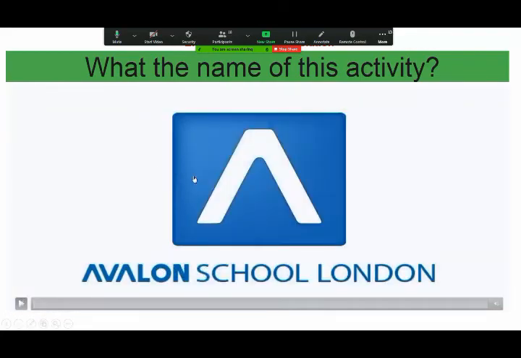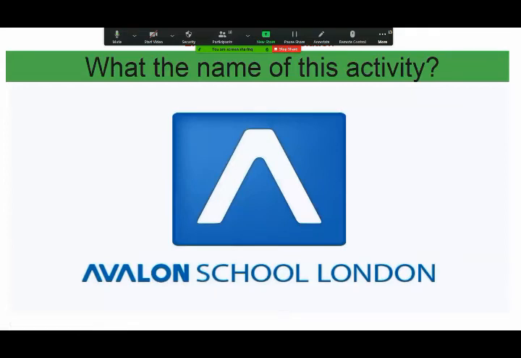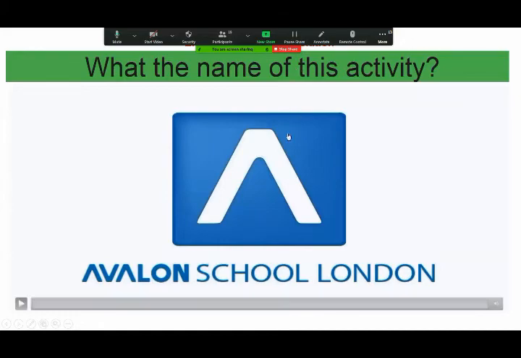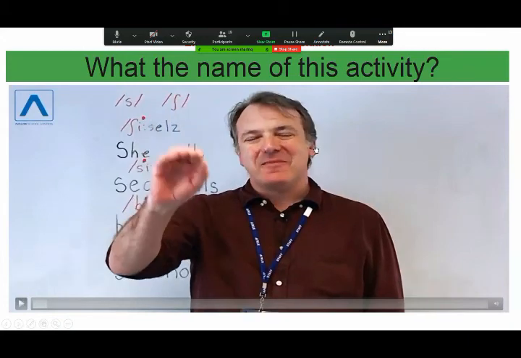Okay, so what is the name of this activity? Do you know? Tongue twister. Yes, tongue twister. So tongue twister is a very useful activity to practice the individual sounds. And it's very useful and interesting.